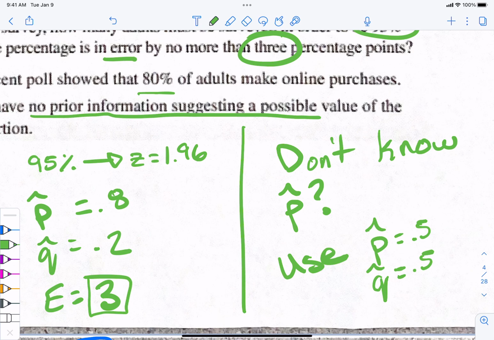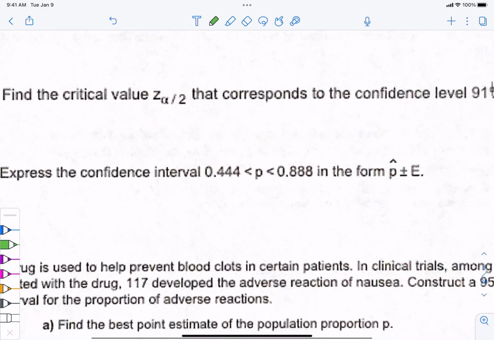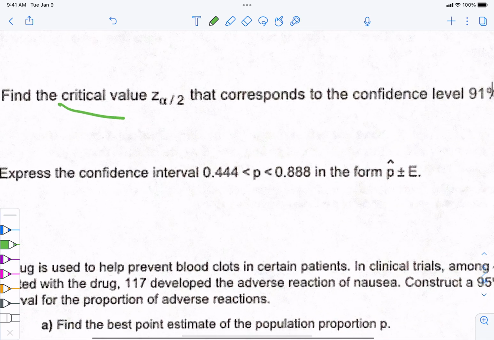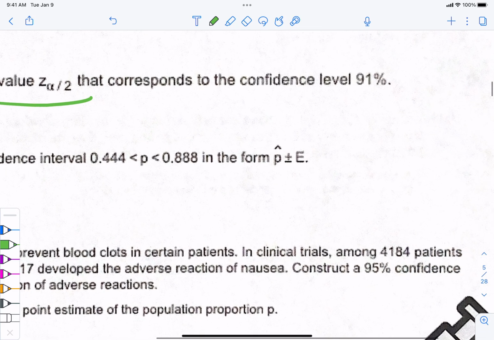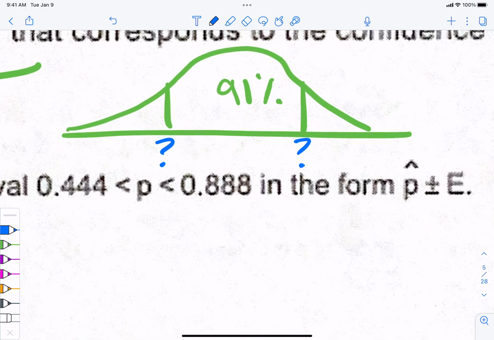Is it number 2 that's 91%? Okay, go to number 4. Here's your Z. Find the critical value Z. 91%. We talked about this yesterday about how your percentile talks about the middle, 91% or 99% or 95%. They're saying find the Z-score that corresponds to that, right? If 91% is the middle 91%, how much is here and how much is here?